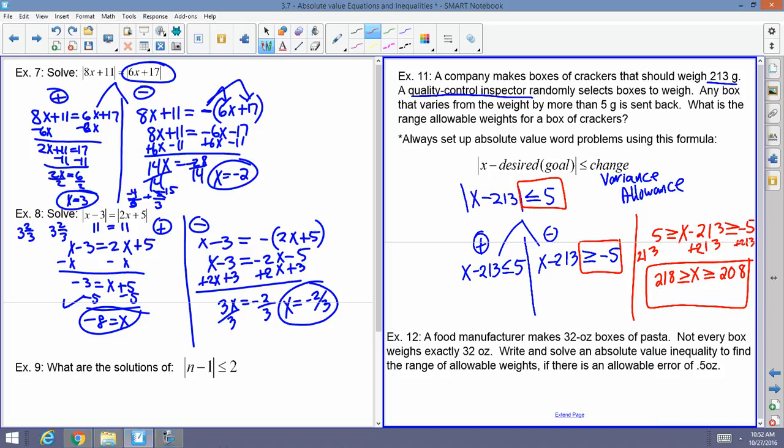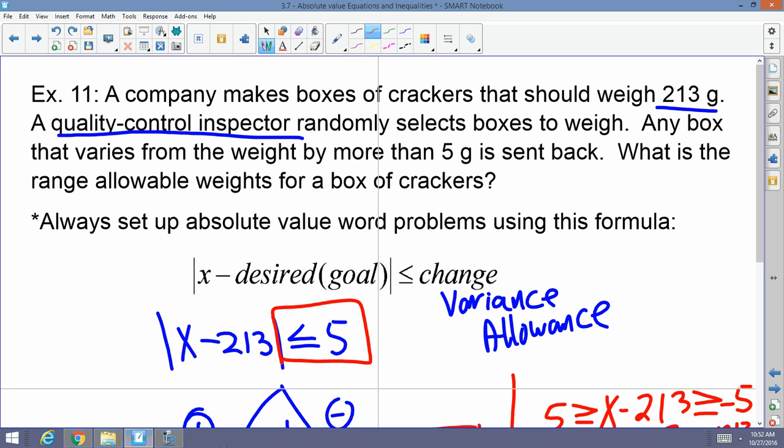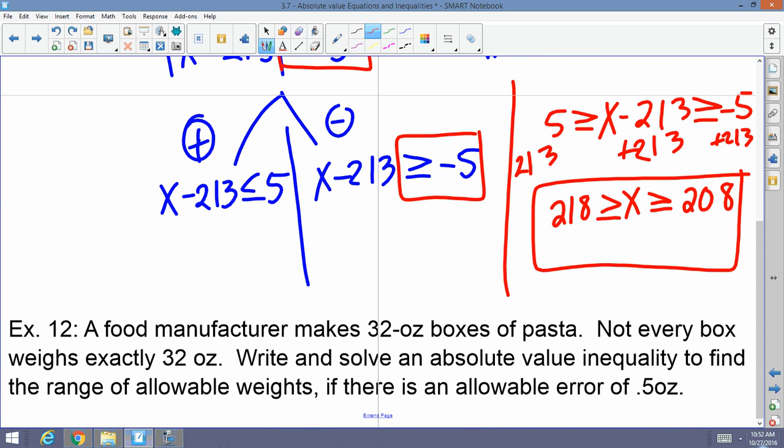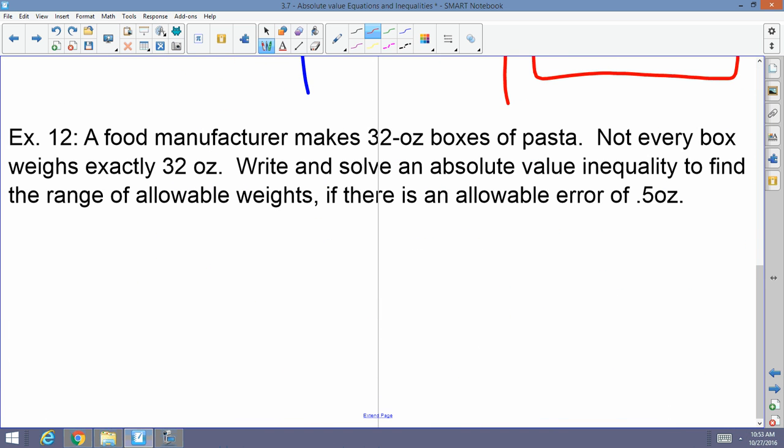Okay, so it looks like everyone understood this very well. I'm just going to basically do what I'm told here. Can you tell me what to do here, guys? How do I set this up? Yes, sir. Okay, x minus 32, because that is my desired weight, is less than or equal to 0.5, because that is my change or variance.